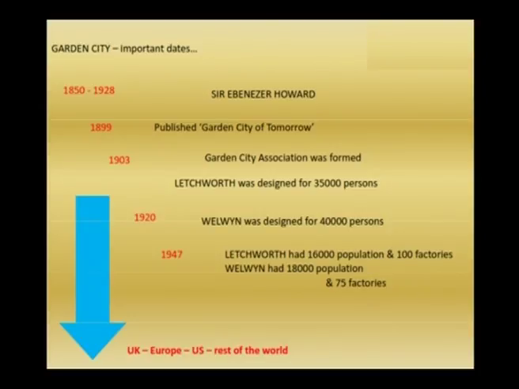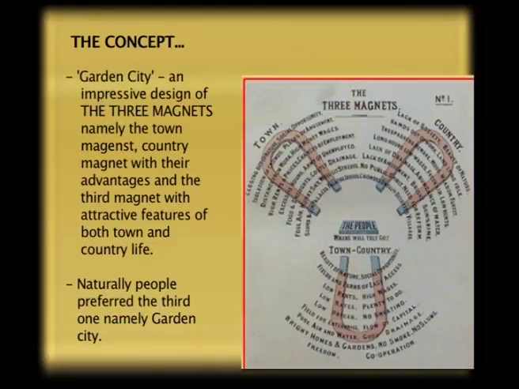In 1947, we studied the concept, how it grew over a period of time in both Letchworth and Welwyn. And then gradually it moved to other parts of the world. The garden city is basically an impressive concept of having three different magnets. You have the town magnet, the country magnet, and the town-country magnet. And obviously people preferred the third one, which is mainly the town-country magnet, which offered the benefits of both the town as well as the rural living.